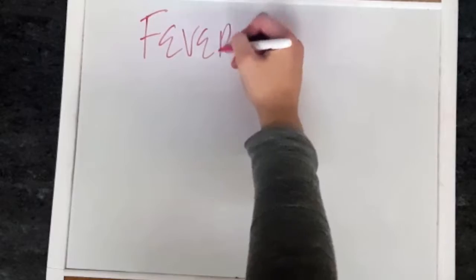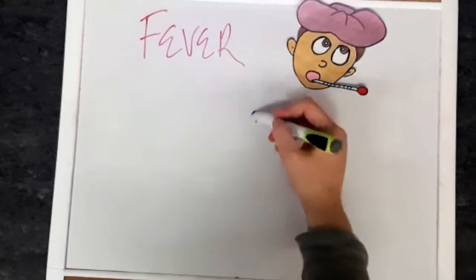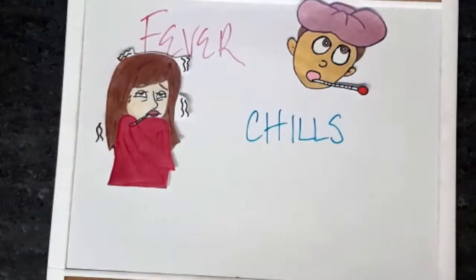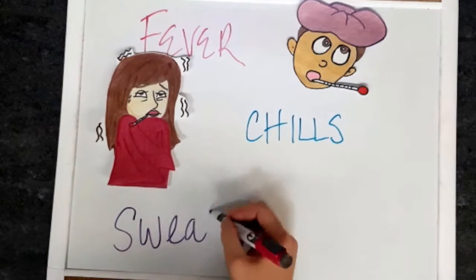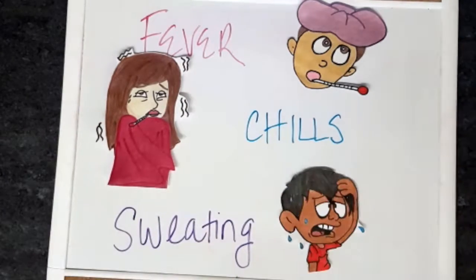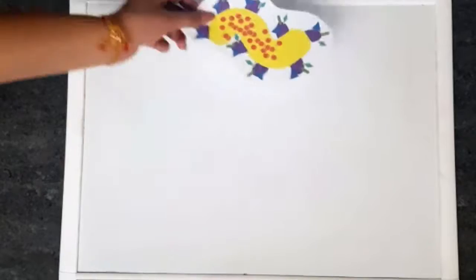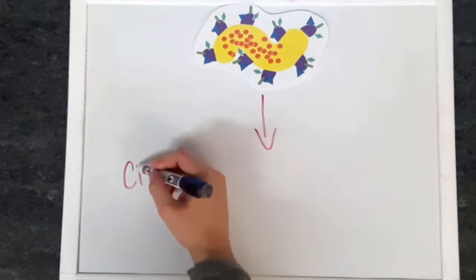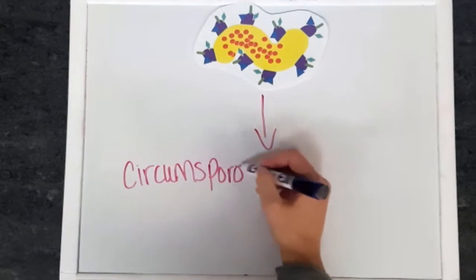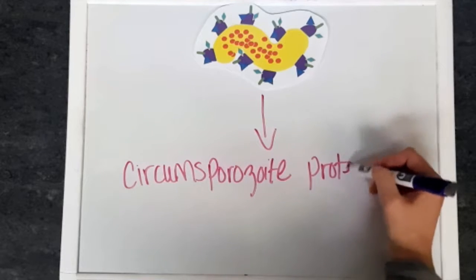This causes the onset of symptoms of malaria, including fever, chills, and profuse sweating to take place. The sporocyte is coated by a circumsporocyte protein antigen that contains unique epitopes recognized by the immune system.